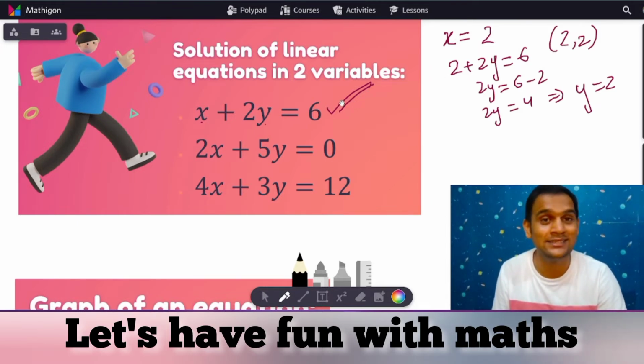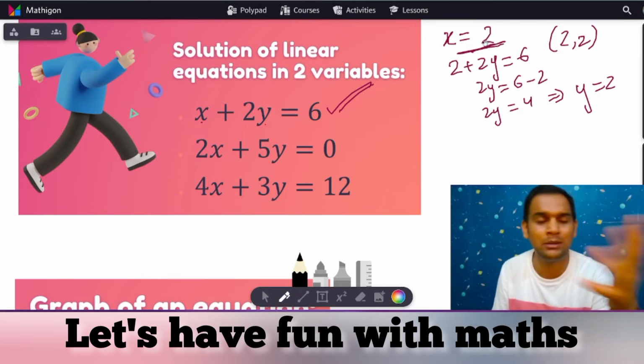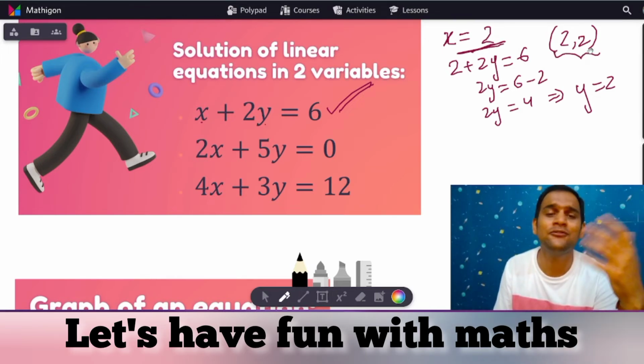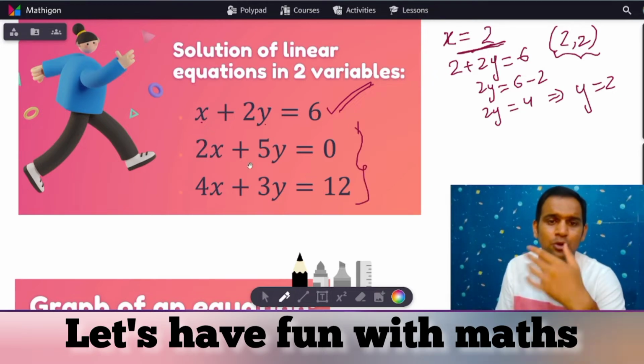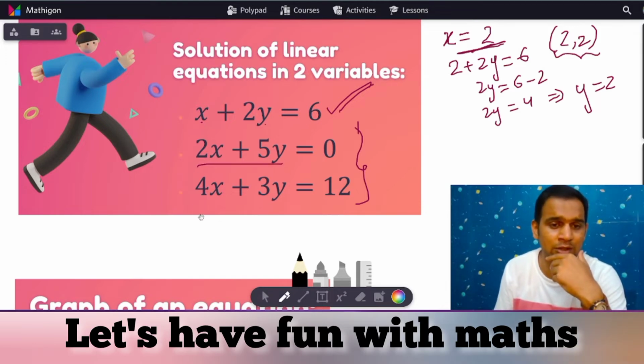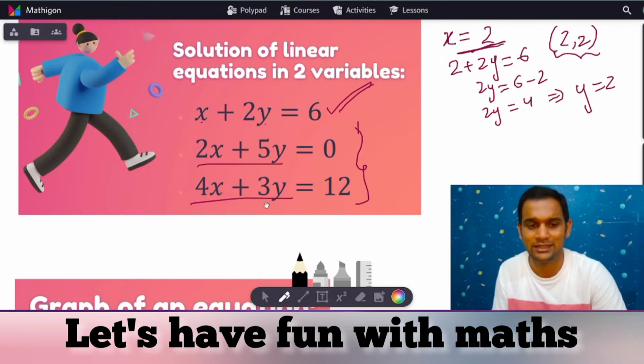Now my question is, how many such solutions are possible? Yes, you answered it correctly. Infinitely many. For the number of values we give to x, that many values of y we will get. How many possible values can we give to x? Infinitely many. So the possible values of y will be infinitely many, and therefore infinitely many solutions are possible for all of these equations. You can try to find two or three solutions for these equations. Yes, I hope that makes sense.